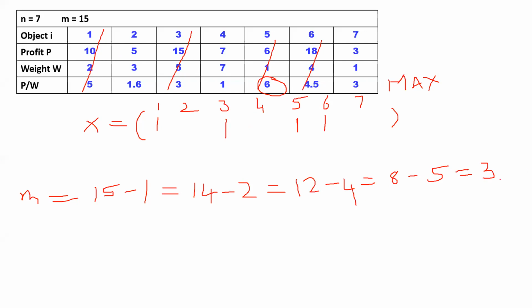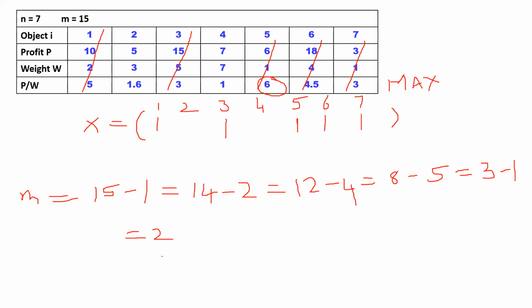Then I have the 2nd object, 4th object, and 7th object. I'll take the 7th object because it has profit 3. If I'm taking the 7th object, can I completely fill it into the bag? Yes, it's possible. Its weight is 1, so I'll completely put it into the bag. If I'm completely putting it into the bag, I'll fill a 1 into the solution vector.